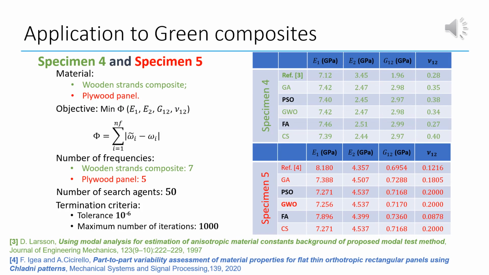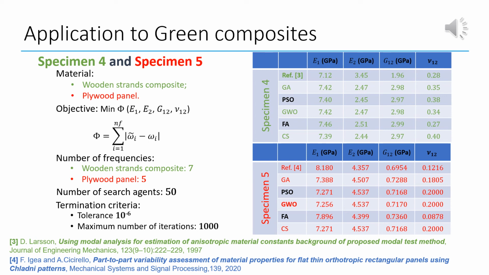2 green composites presented in the literature were analyzed using other methods. These are named here as specimens 4 and 5. 50 search agents are used. The stop criterion tolerance is 10⁻⁶. The maximum number of iterations is 1000. For the fourth specimen, only the first 7 experimental frequencies are used. For the fifth specimen, only the first 5 frequencies are used.